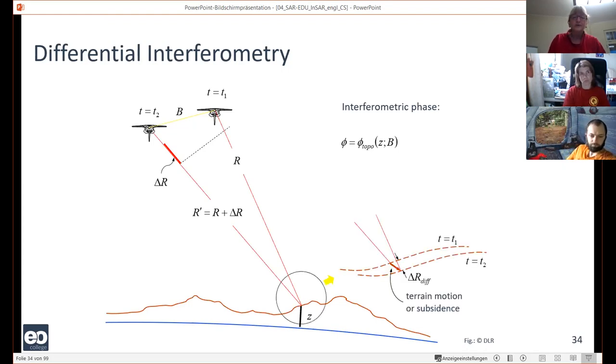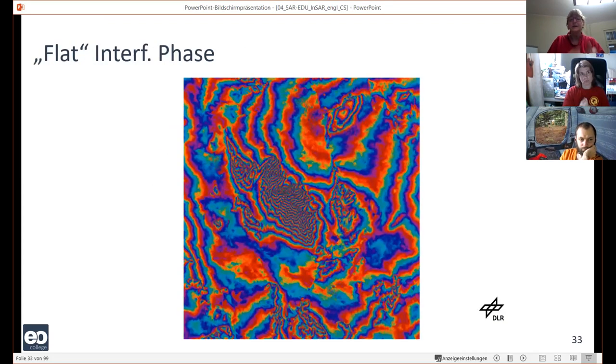Now this involves that you have a reference interferogram, and this reference interferogram can either come from an earlier data pair that you had available, but there's also another possibility. You can actually produce such an interferogram, you can simulate it from an elevation model. If you have a nice airborne elevation model, or surface model rather, then there are programs available to produce an interferogram like this.